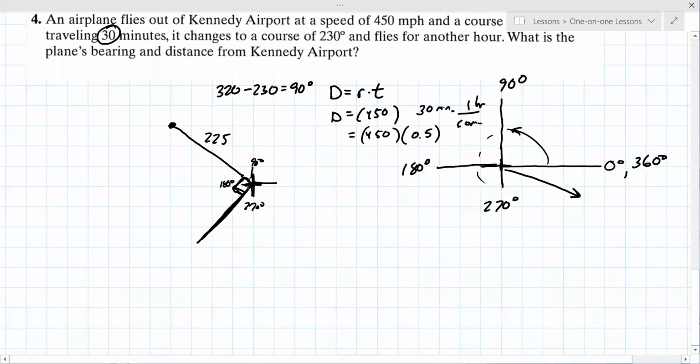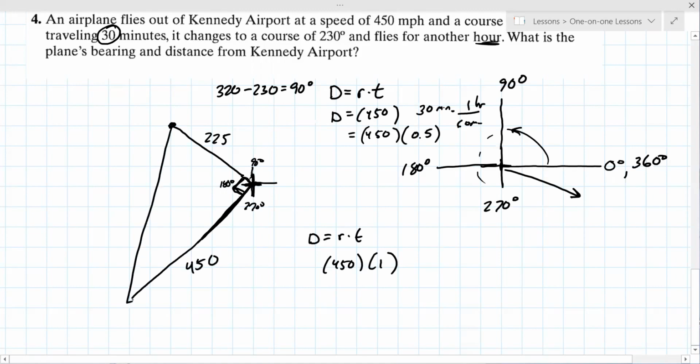Well, it says it flies for another hour. So this time its distance is its rate, 450, times the time, which is 1 hour instead of half an hour. So it goes 450 miles. It goes something like that, we'll say. So it goes this way and it goes this way. And then they want to know its distance from the Kennedy Airport. So here's the airport up here.